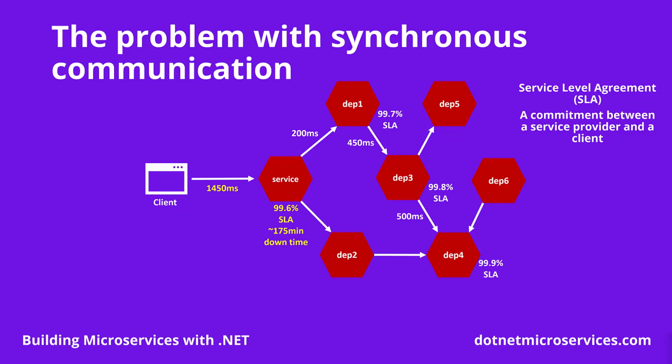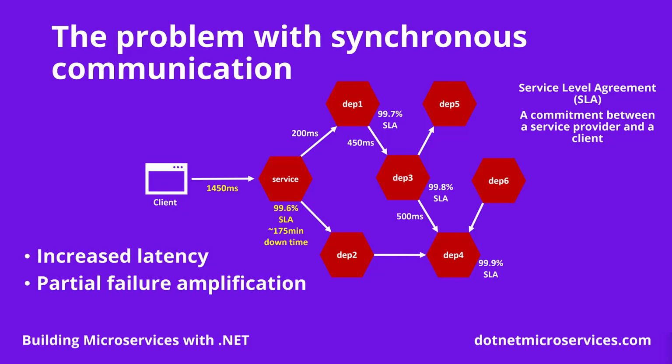Now, with an SLA of 99.6% uptime, our clients would be subject to about 175 minutes of downtime across the month, which is way below what we wanted to provide initially. So the synchronous communication style suffers from an increase of latency due to the chain of calls. It can significantly amplify the impact of partial failures and can potentially reduce the SLA of our service.